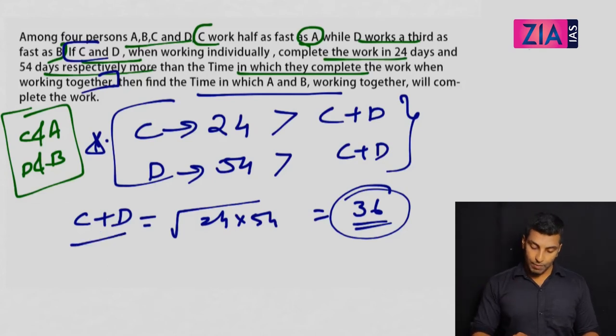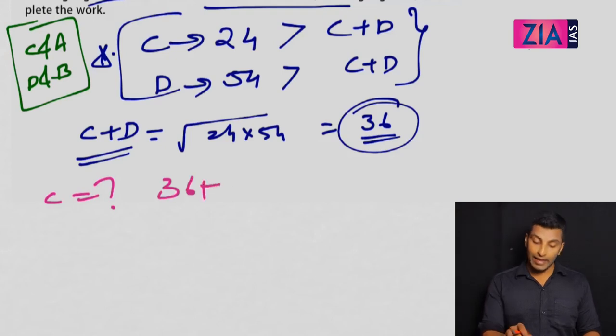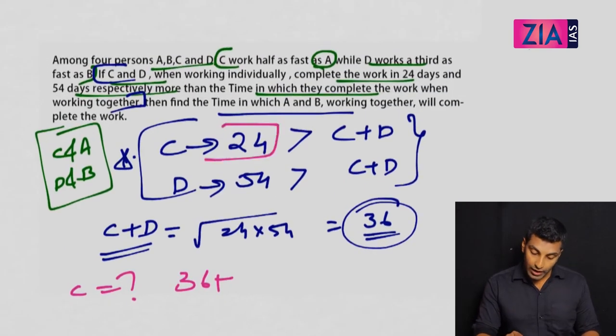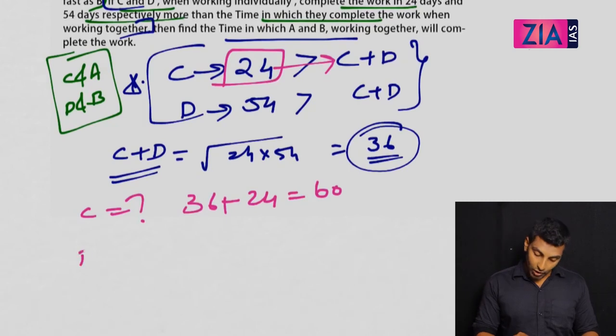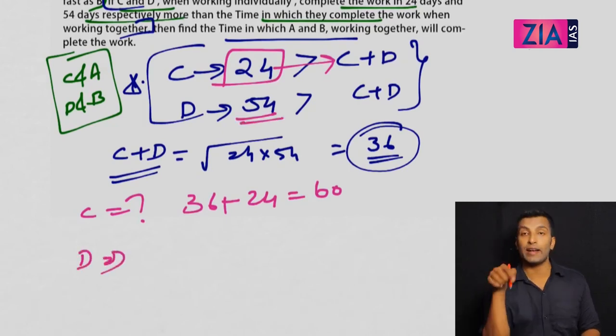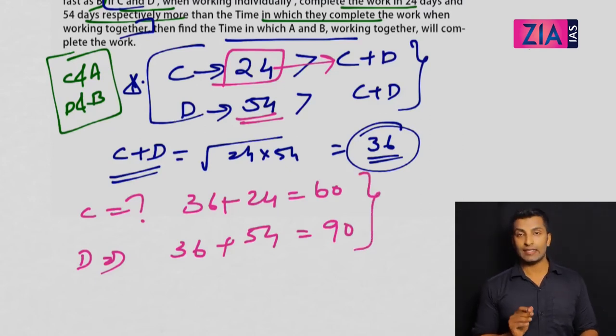So what you understood is C plus D will take 36 days. From this, can you find C will take how many days? Yes, obviously, because C plus D is 36 and C will take 24 days more than C plus D. So 36 plus 24, you know, 60 days. C will take 60 days. What about D? We know D will take 54 days more than C plus D. So 36 is C plus D, 54 more days means D will take 90 days. So C will take 60 days and D will take 90 days.